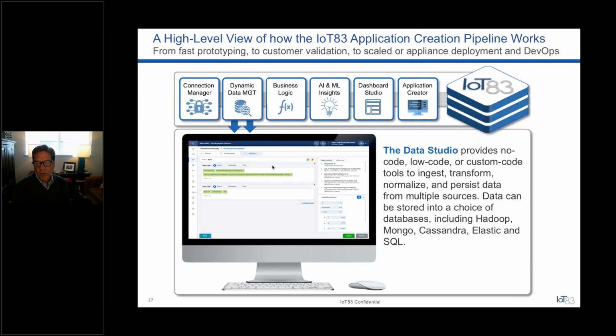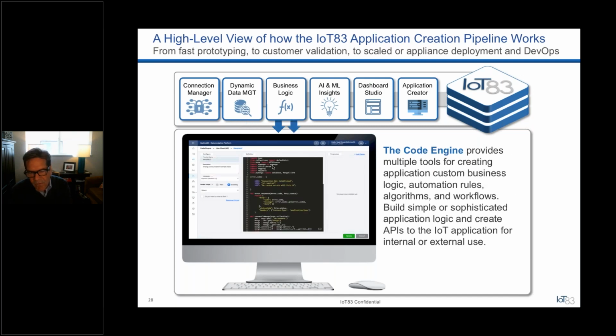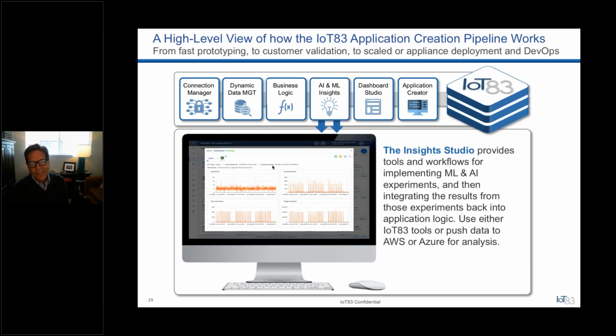The data can be stored in Hadoop, Mongo, Cassandra, Elastic, SQL, and more. The code engine, we provide a lot of different tools for action on event. So when something happens, what do you do? So trigger on event with the policy manager can be very simple, or you can trigger complex algorithms that you can easily embed in various languages into the platform for execution of your core business logic. We've provided an Insight Studio, which is really a workflow tool set for machine learning and artificial intelligence experiments that can then be rolled back into your custom business logic to improve the overall economic value of the system.